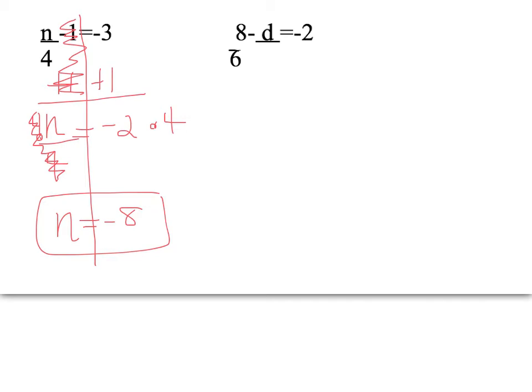Alright, over here, this is kind of a typo. It's right on your paper. That 6 is supposed to be right there. Draw a line down your equal sign. This is 8 minus d divided by 6. This is a subtraction problem.